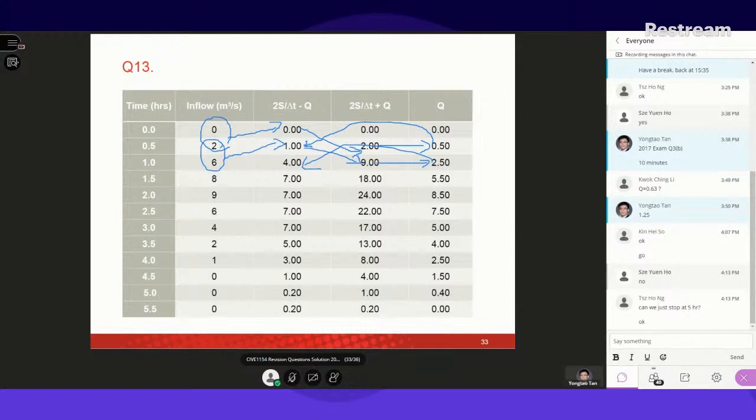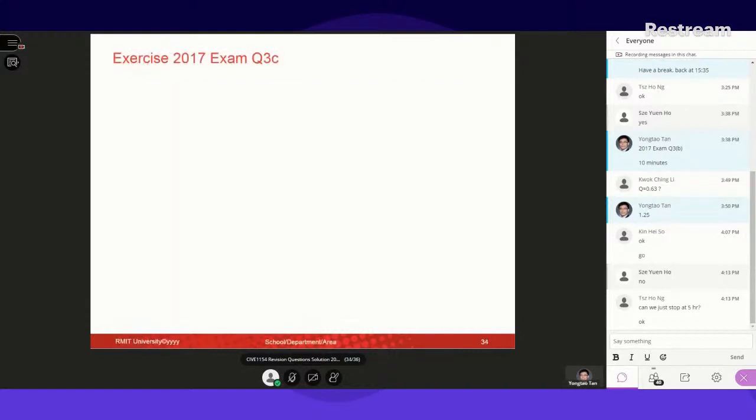How to go back to this one? I mean 9 minus 2 times 2.5, easily. Now repeat the process. You can continue this routing until the outflow is 0. Finally, you can see the maximum discharge is here. Maximum discharge here. So any questions?